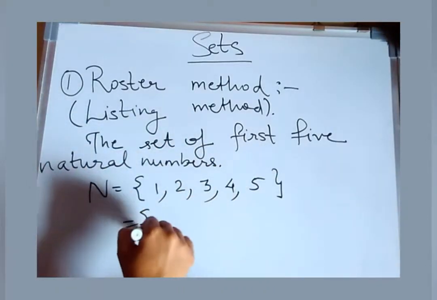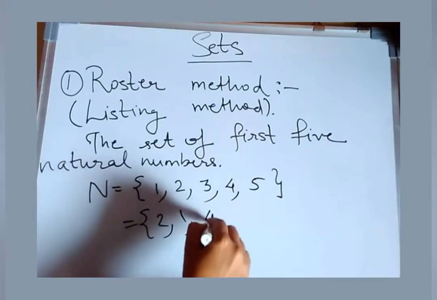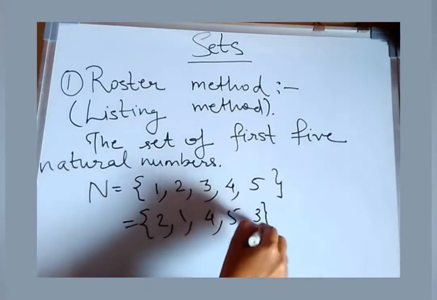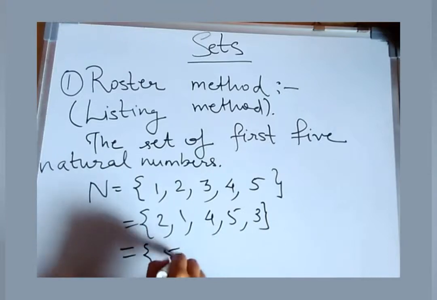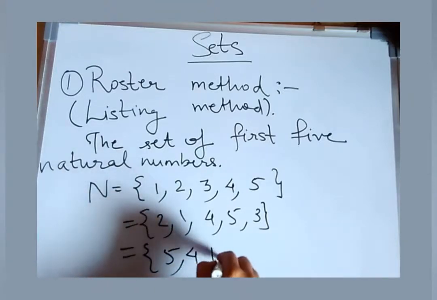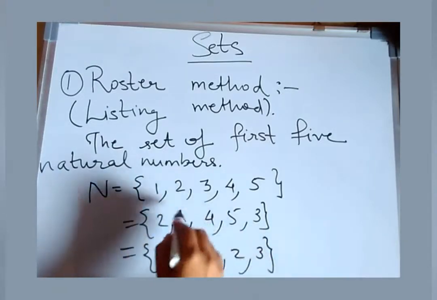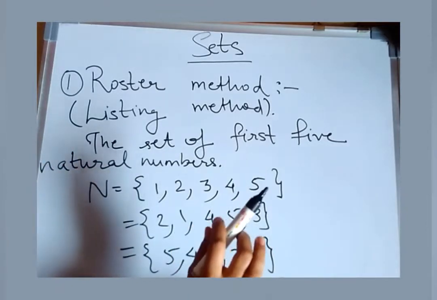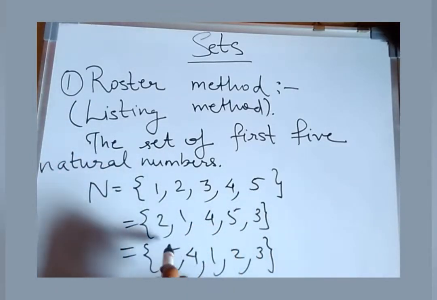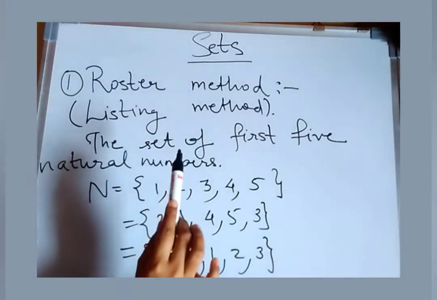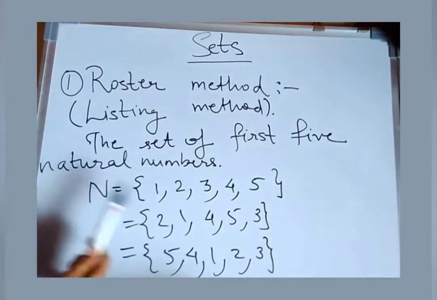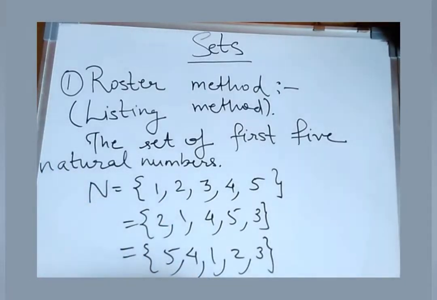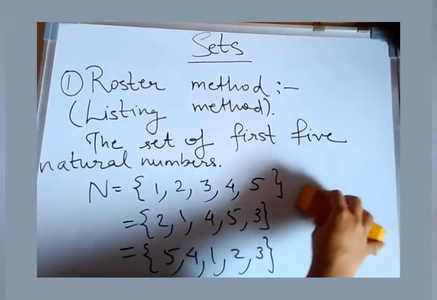Now this I can list in any order. That doesn't matter at all, because in any order I write, the set is the same. This order is not important. Only one rule is that we cannot repeat any elements in that set, and we should include all the required elements of the set. That's it. We have to just list the elements, where order is not at all important.